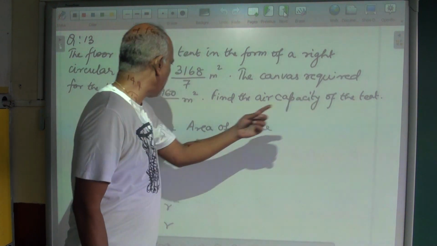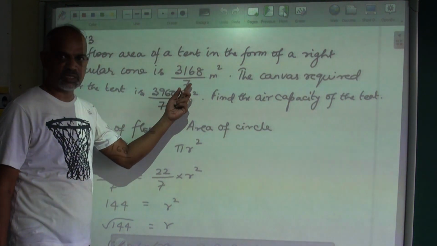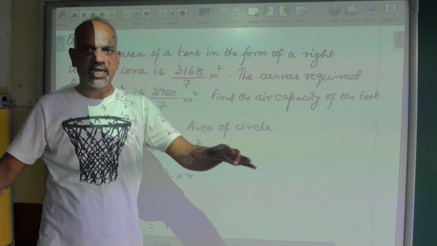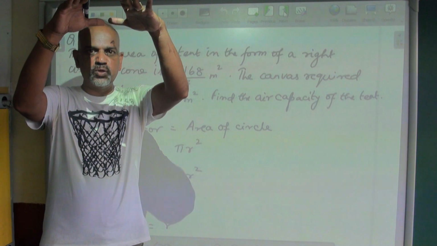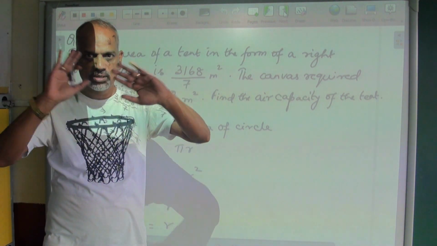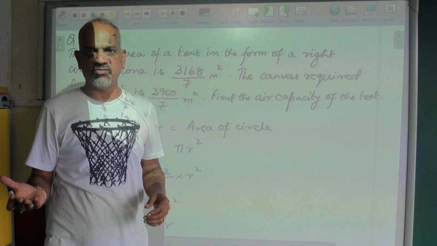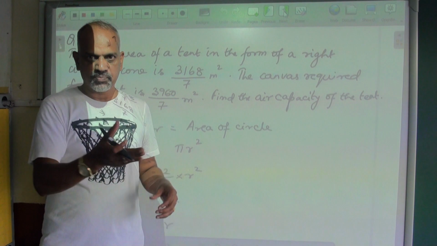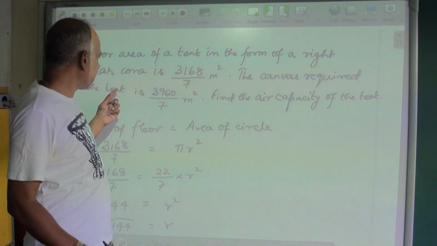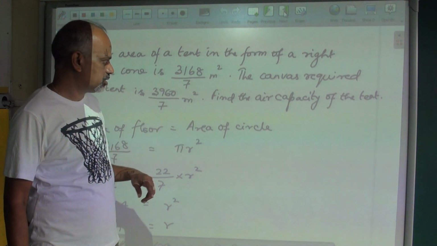The canvas required for the tent is 3960 by 7 meters square. Now if you are using canvas as the material for making tents, the canvas that will be used will be the curved surface area of the cone, the circular area of the cone. Okay, you don't need the canvas for the base. You need the canvas only for the circular portion. So that canvas which is required is 3960 by 7 meters square.